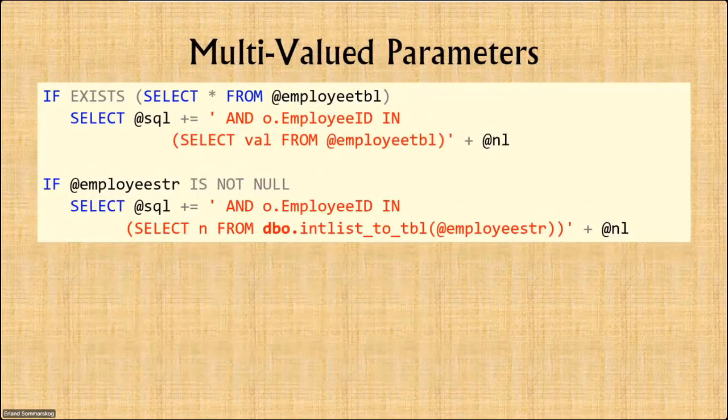Now, the multi-value parameters, how I deal with these. For the table, well, do I have a date in the table? Then I add this condition. And if I have the string, then I add this condition: where employee ID in (select from dbo.index.dbl). Again, I need to put in dbo here, because if there's no dbo, any time jack.index.dbl appears, we should use that function.